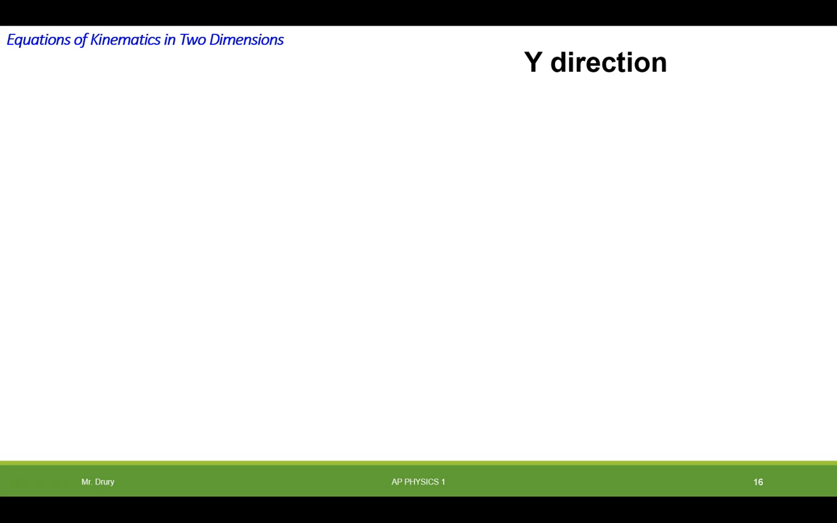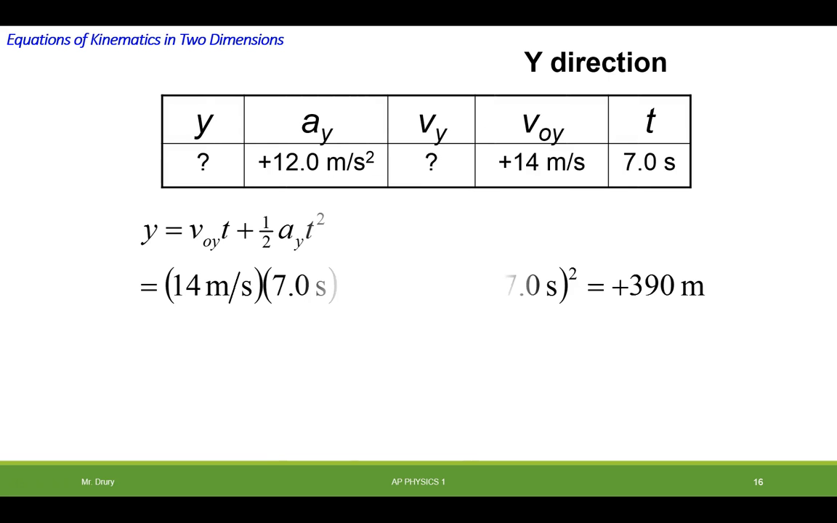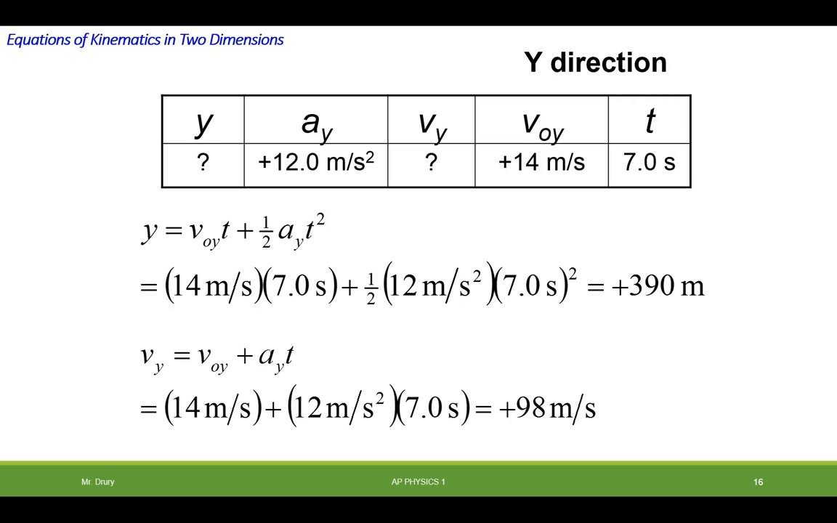Alright, now in the y, it's actually going to be the same equations because the same information was given to us, just for x and y. Here are the answers in the x, and now in the y. You can see what the y position will be and the speed in the y. Alright, so we did parts A and B.